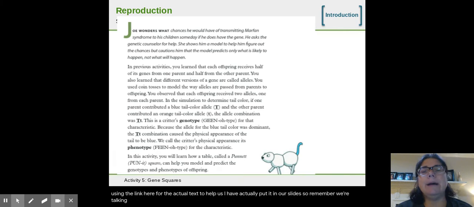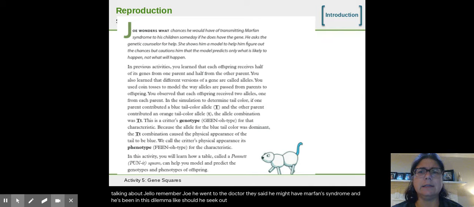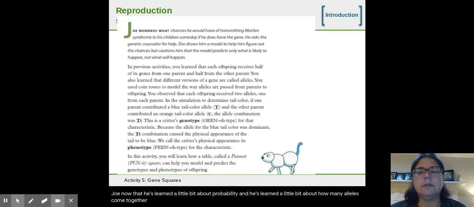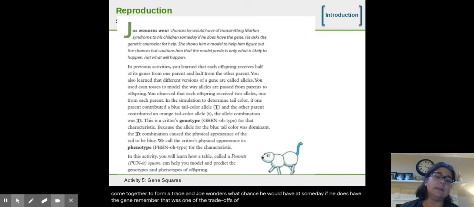So remember, we're talking about Joe. Remember Joe? He went to the doctor. They said he might have Marfan syndrome, and he's been in this dilemma, like, should he seek out assistance? So we're going to go back and think about Joe now that he's learned a little bit about probability and he's learned a little bit about how many alleles come together to form a trait. And Joe wonders what chance he would have at transmitting Marfan syndrome to his children someday if he does have the gene. Remember, that was one of the trade-offs of getting tested, is to find out if he did have it, and if he did, it might affect his children.